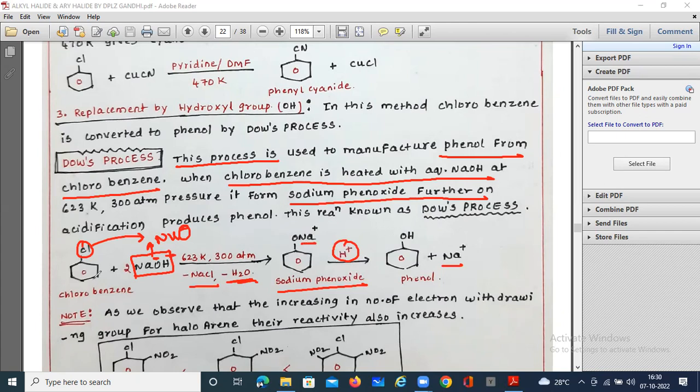Phenol from chlorobenzene in the presence of aqueous NaOH. First it gives sodium phenoxide. Further on acidification it gives phenol. That's it. Here one important point should be noted.